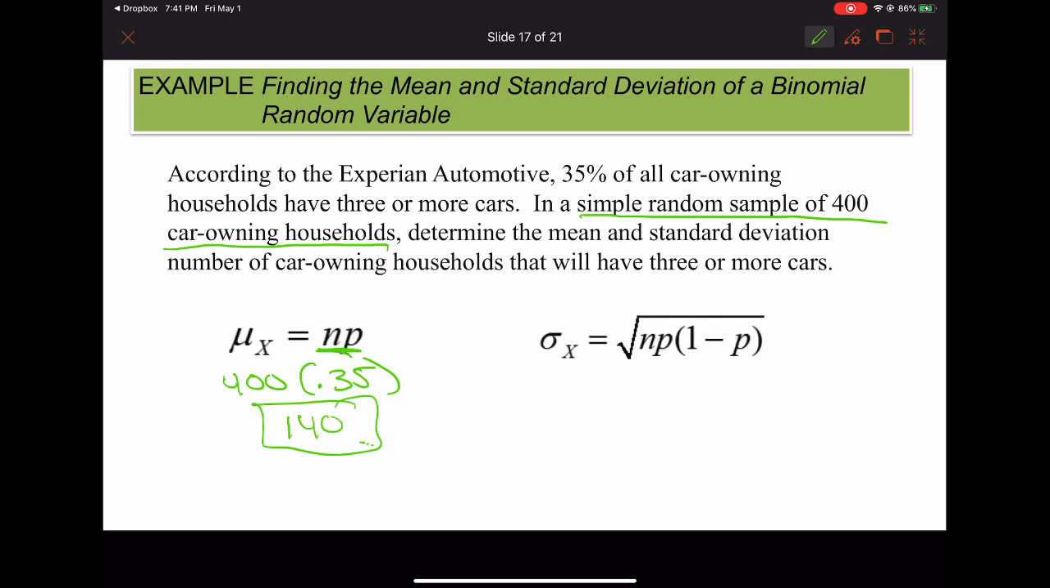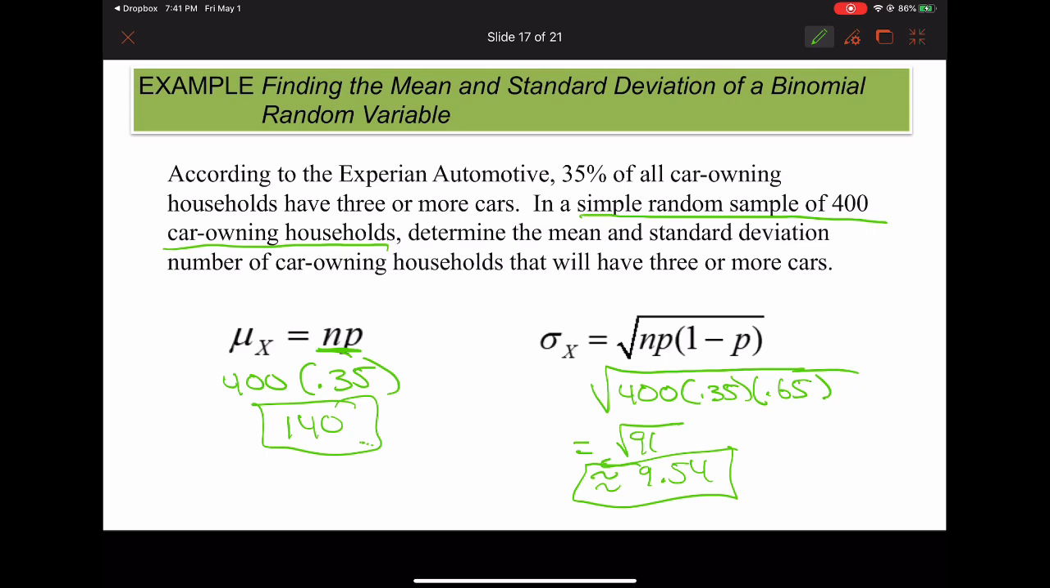So let's take a look at the standard deviation. We'll take the square root of 400 times the probability of success times the probability of failure. I'm going to do that on my calculator. So this is the square root of 91, which is approximately 9.54. So my standard deviation is about 9.54, and my mean is 140.